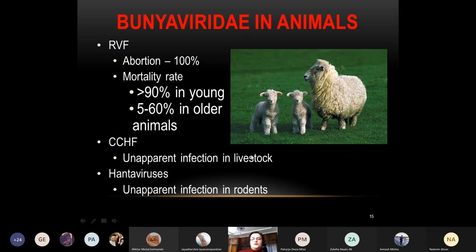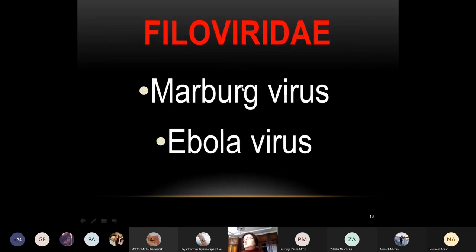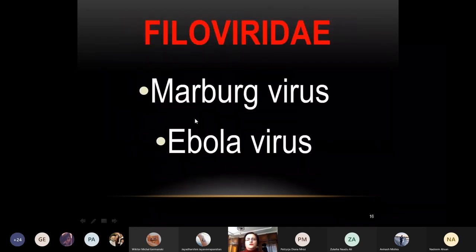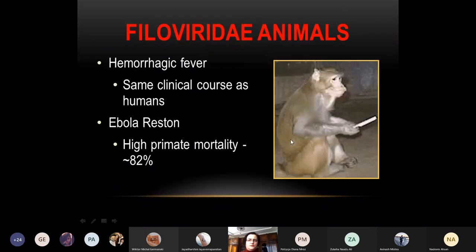It's about such Bunyaviridae family viruses in animals, and we will go to the most interesting from this, most dangerous maybe for now, for the current situation, family from hemorrhagic fever viruses, Filoviridae. And the Filoviridae belong to very dangerous viruses like Marburg virus and Ebola virus.